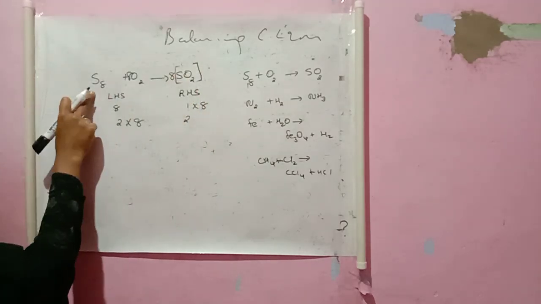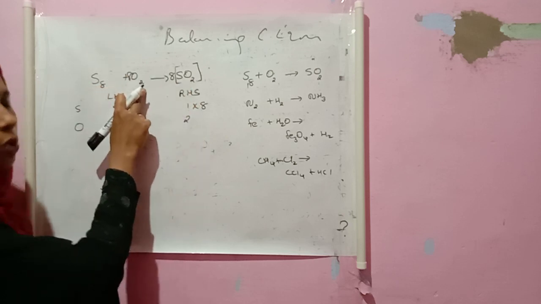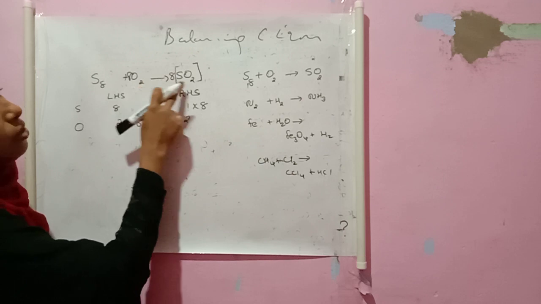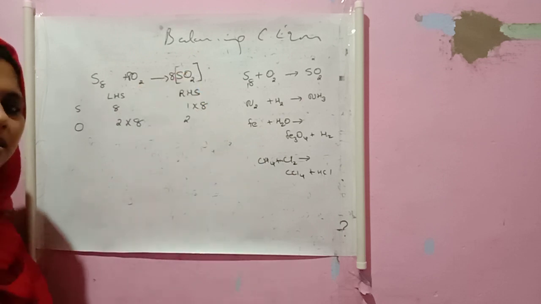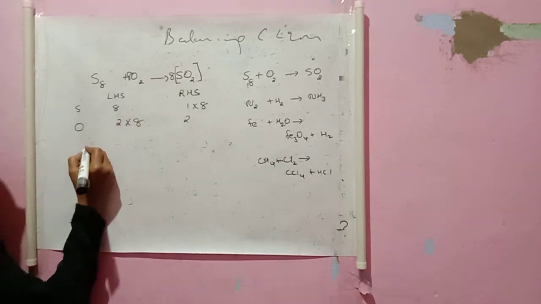Look here, sulfur is 8, and again 8 into sulfur, sulfur is 8. Oxygen is 8 into 2, 16, on both sides. This means the reaction is balanced. Now we are moving to the next reaction.